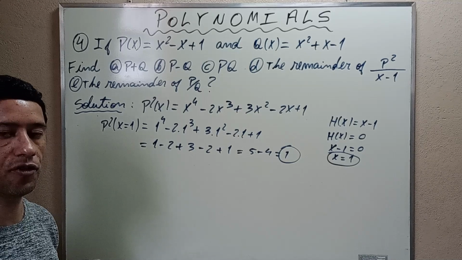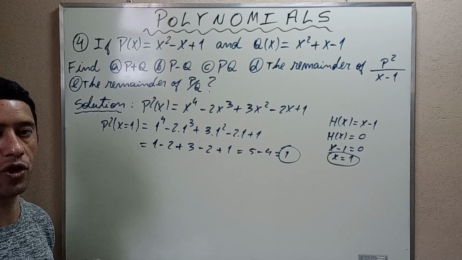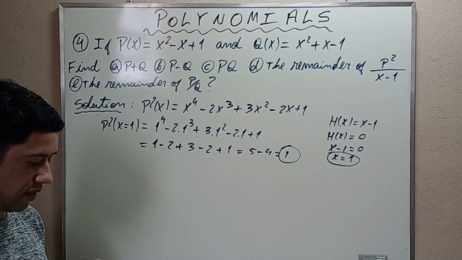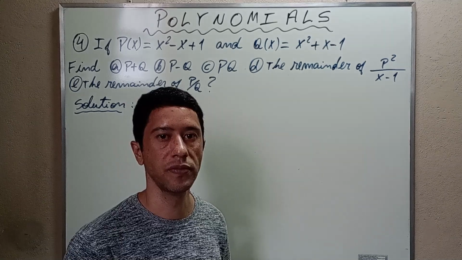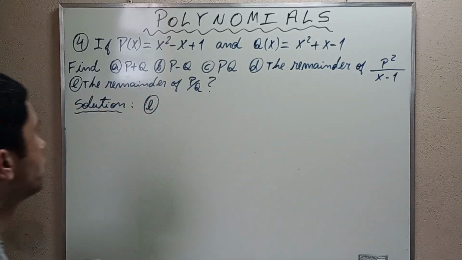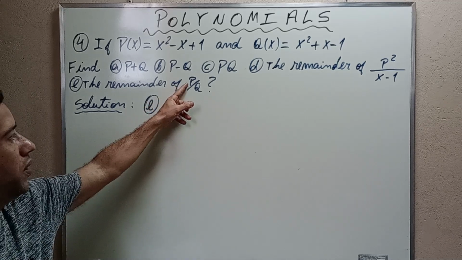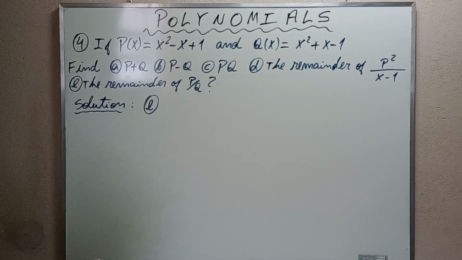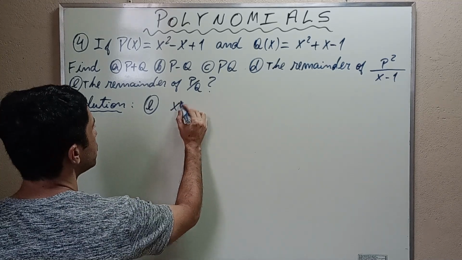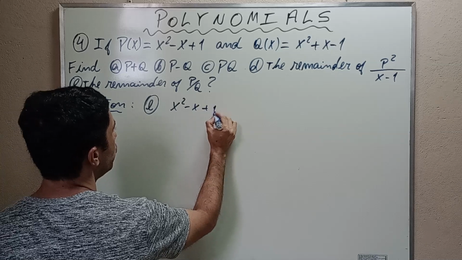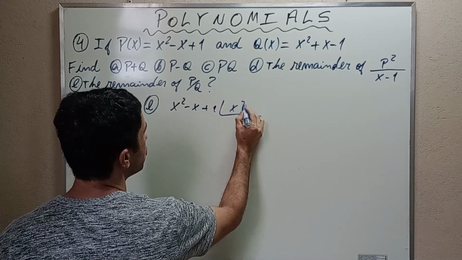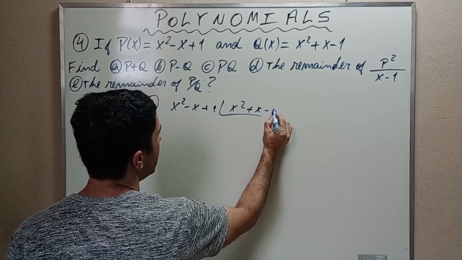Alright, my friends, this is all for letter D. Let's go to the last. Let's go to letter E. Letter E now. Find the remainder of the division between P and Q. Okay? We are going to do it. We are going to divide one by the other. We simply divide x squared minus x plus 1 by x squared plus x minus 1. Okay?